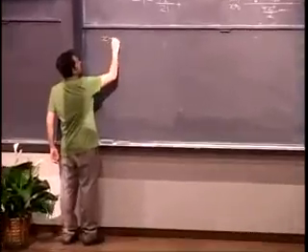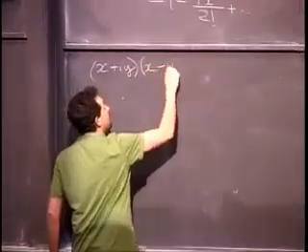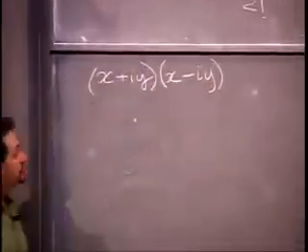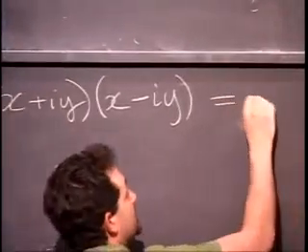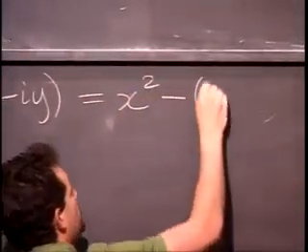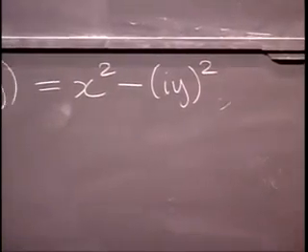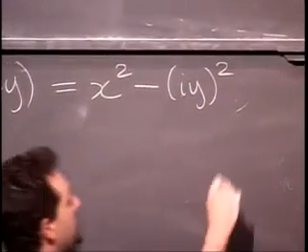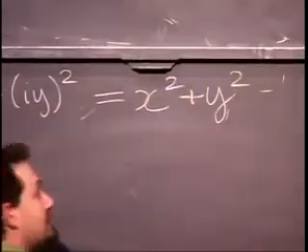Suppose you have a complex number x plus iy, and you multiply by x minus iy. What do you get? Well, you have a difference of squares, right? This is going to be x squared minus iy all squared. But i squared there, when you pull it out, is negative 1. So actually, you get x squared plus y squared, not x squared minus y squared.